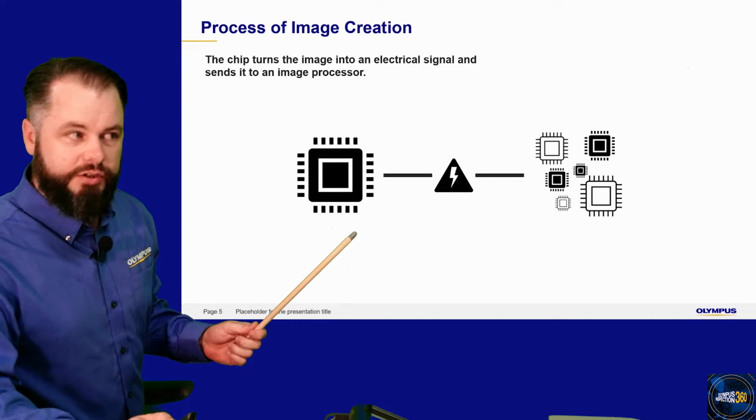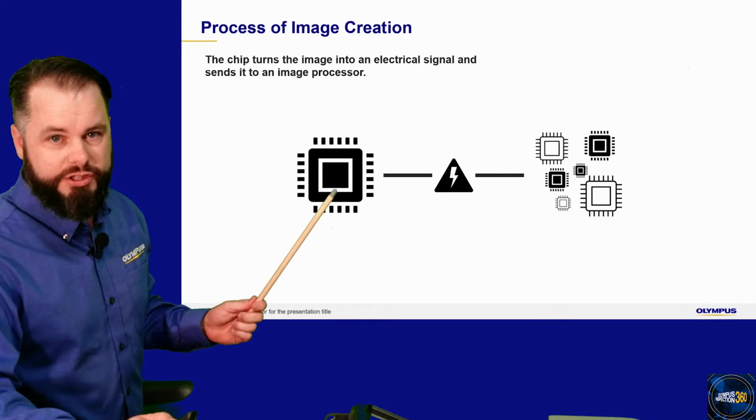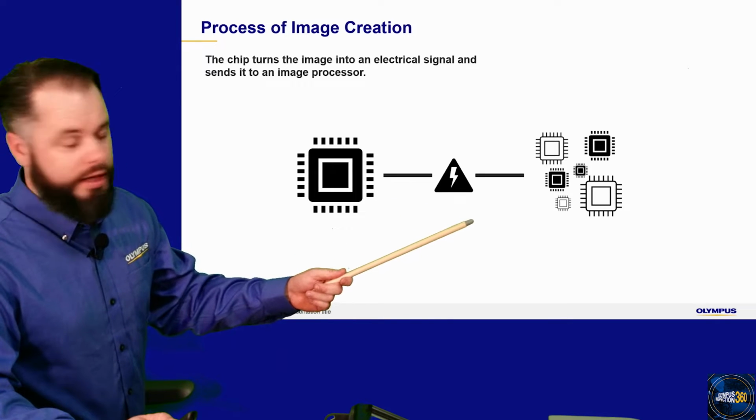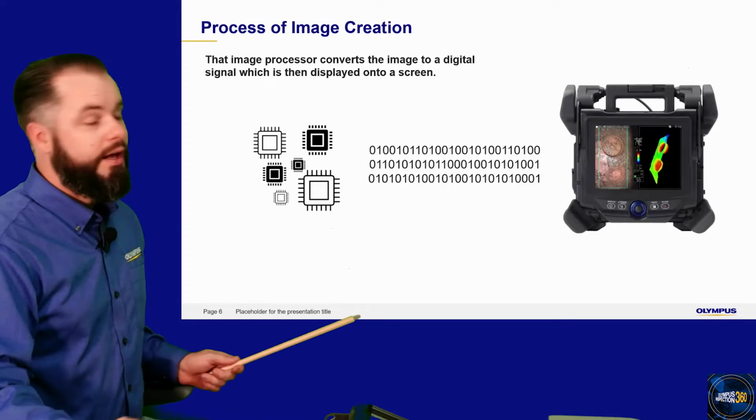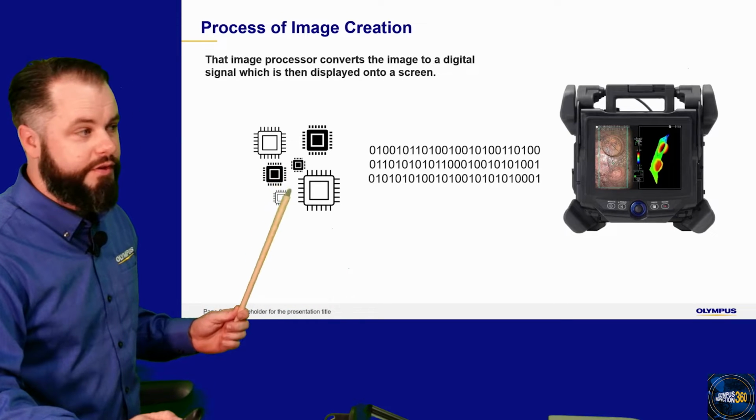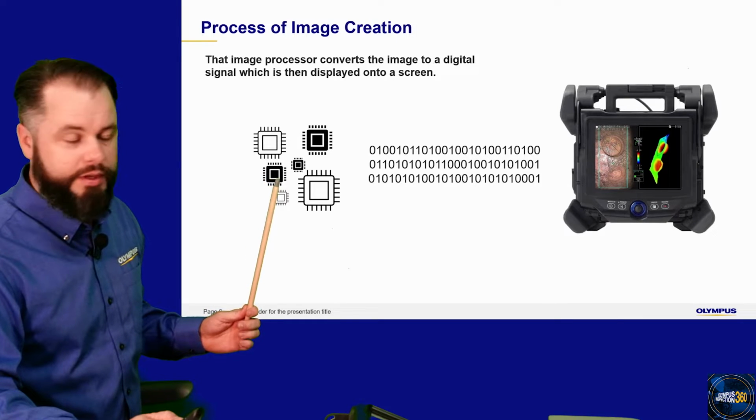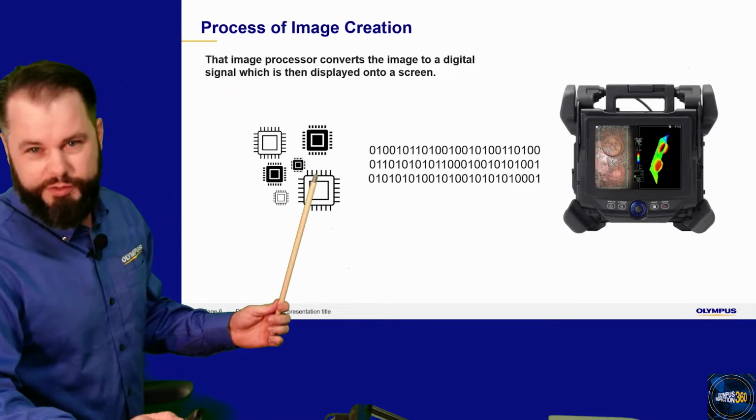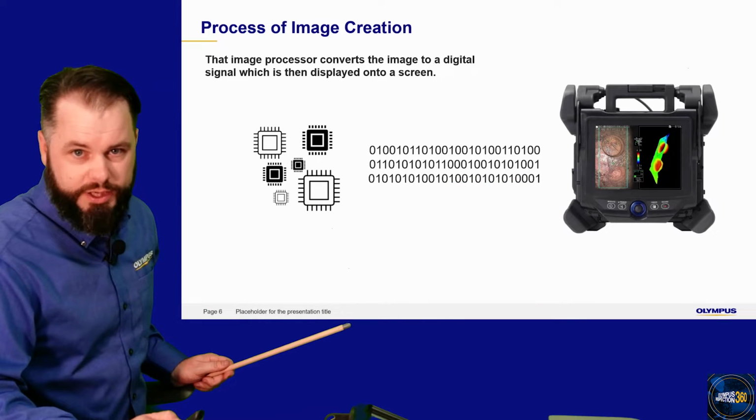The next step in this digital image process is the chip itself. The digital imaging chip generates an electric signal, which is then sent through the insertion tube and is collected by the image processor at the base unit. The fourth and final step is that the video or image processor in the base unit of the video scope takes the electrical signal from the chip received through the insertion tube, does some post-processing, and turns it into a digital signal that can then be displayed on your screen, as shown here on this video scope.